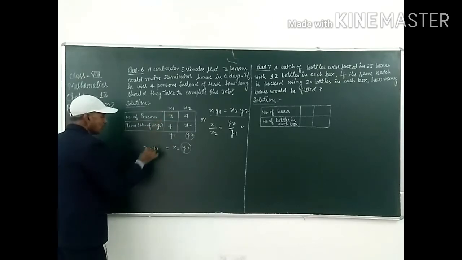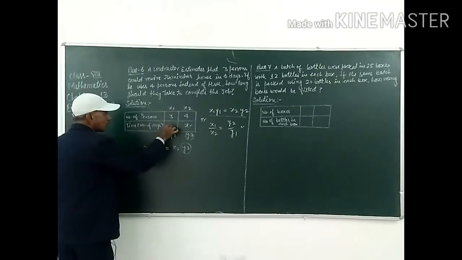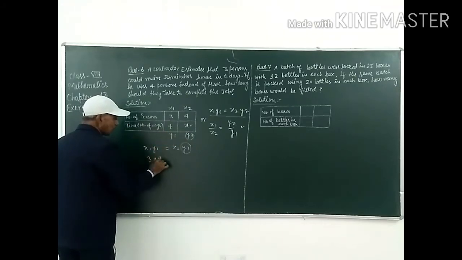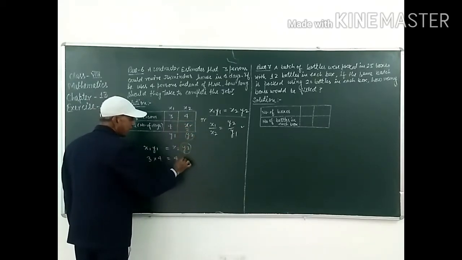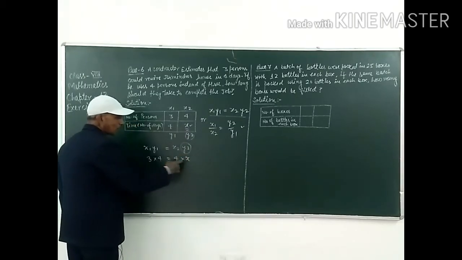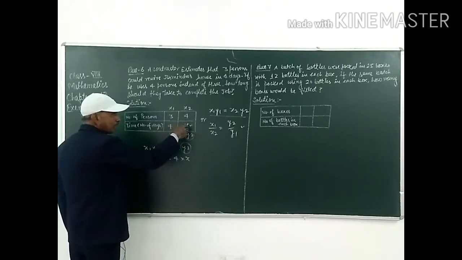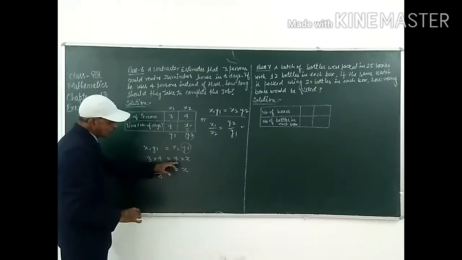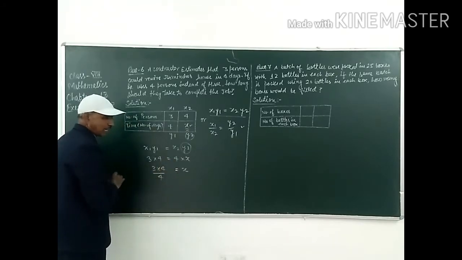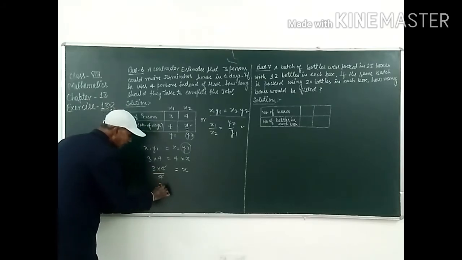So, in place of x1 there is 3, into this one y1, that is 4, is equal to, in place of x2 there is 4, and in place of y2, students, there is x, so 4 into x. We have to find out this unknown quantity, that is x. We have assumed that the number of days will be x. So, x is equal to 3 into 4 divided by 4. After transposing 4 to the left side, 4 by 4 cancels and this one is 3. X is equal to 3.